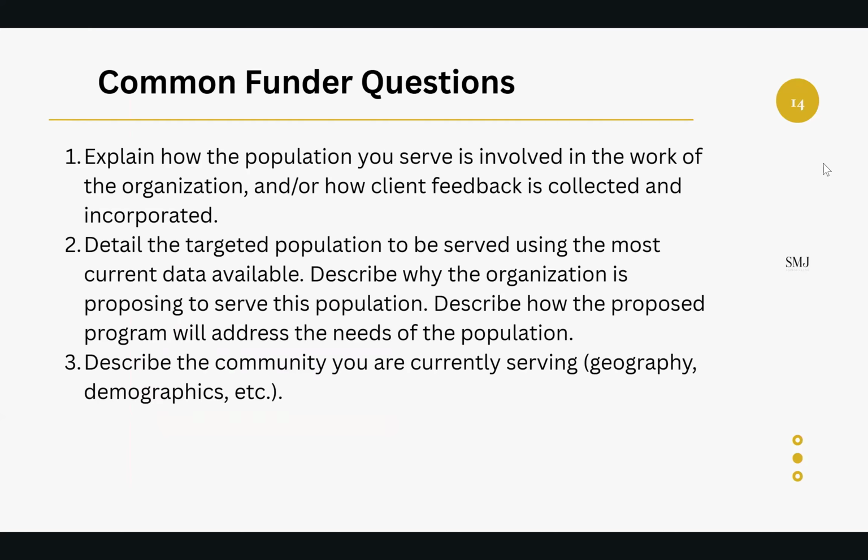And these are some common questions, really focusing on funders understanding the target population you are assisting.